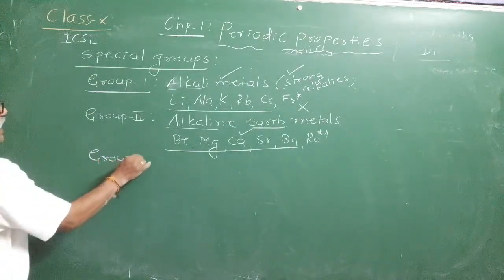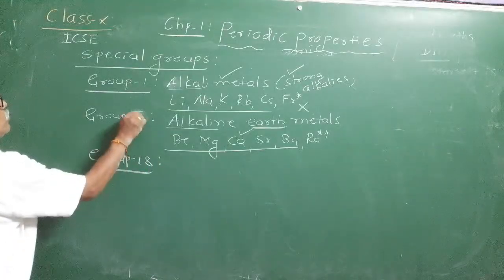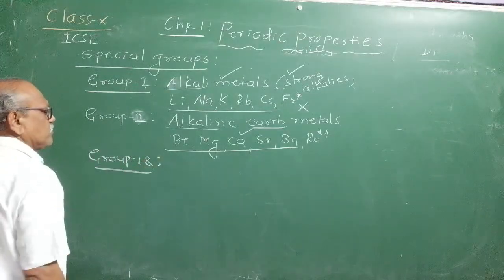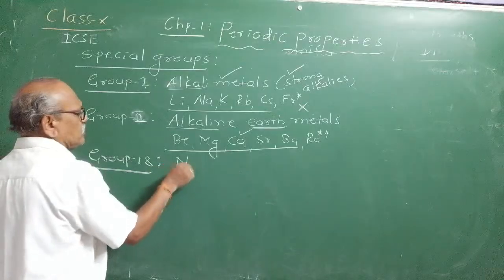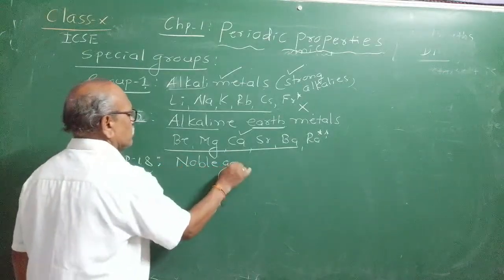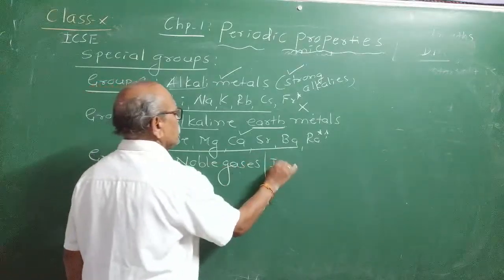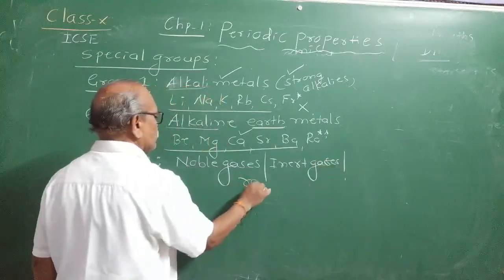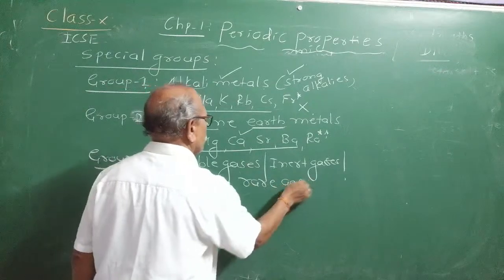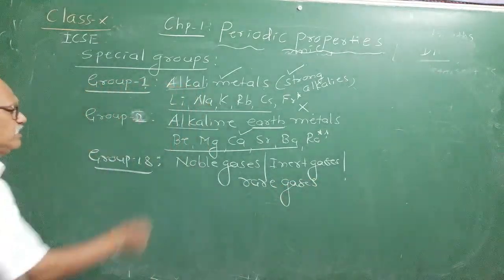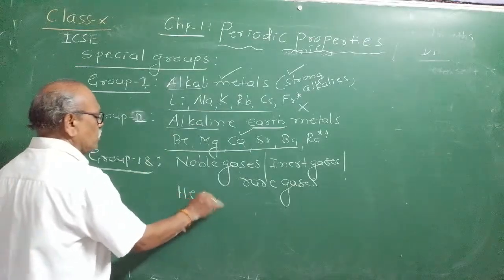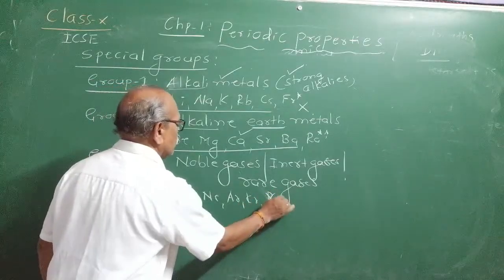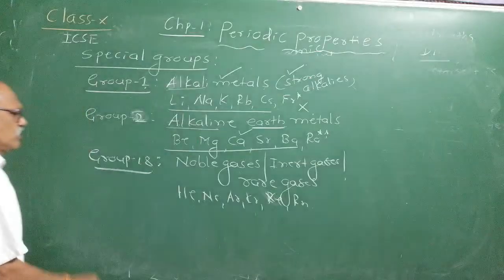Group 18 elements are called noble gases. Remember, noble gases. They are also called inert gases, or rare gases, because they are rarely available in the earth's crust. They include helium, neon, argon, krypton, xenon, and radon. Radon is radioactive.